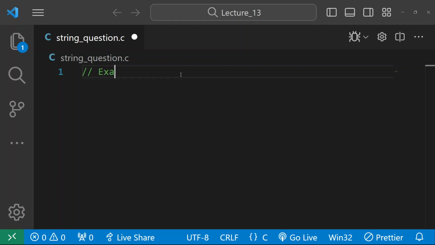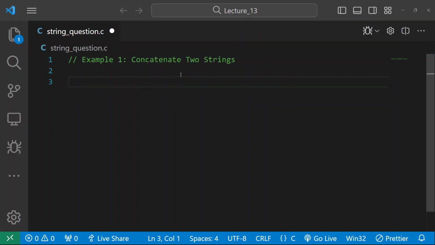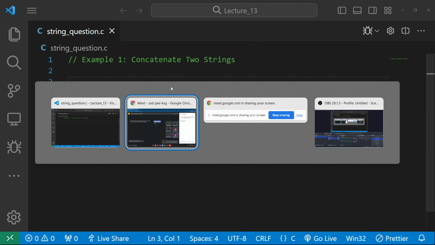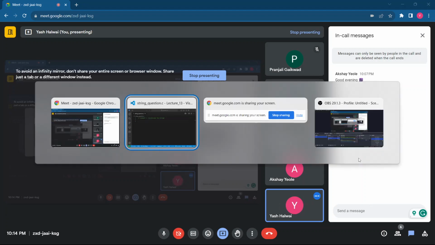We'll be starting with example 1, and please let me know, did I take this question yesterday or not? Concatenate two strings. I took this question yesterday, yes or no? You can let me know through chat. Okay, yes.